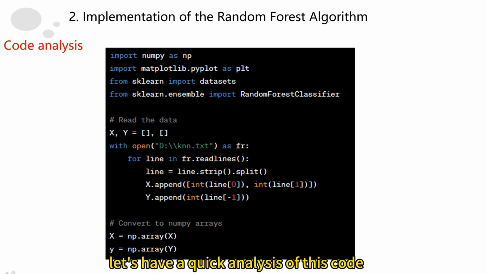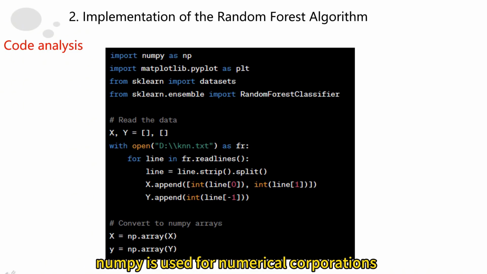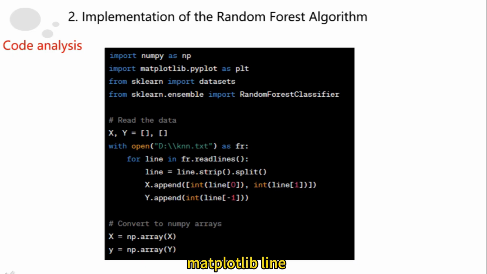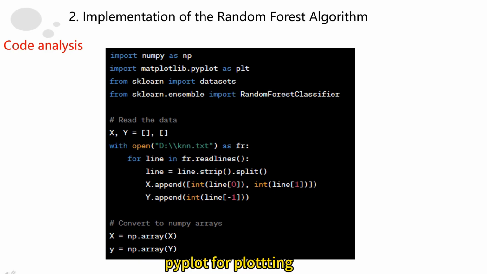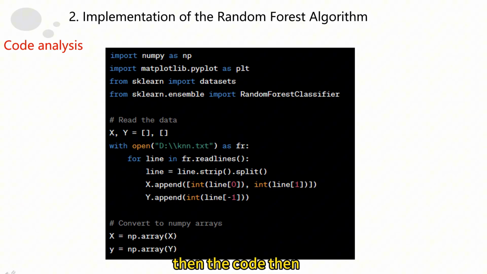Let's have a quick analysis of this code. Let's start by importing the necessary libraries. NumPy is used for numerical computations, matplotlib pyplot for plotting, datasets for dataset handling, and RandomForestClassifier from sklearn.ensemble for creating a random forest classifier. Then, the code opens a file named a text file and reads its content line by line.